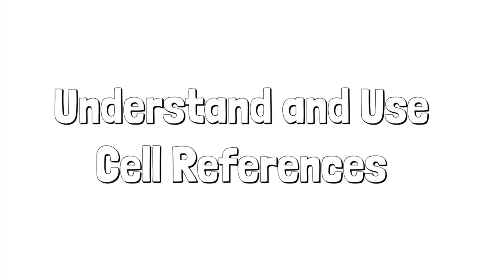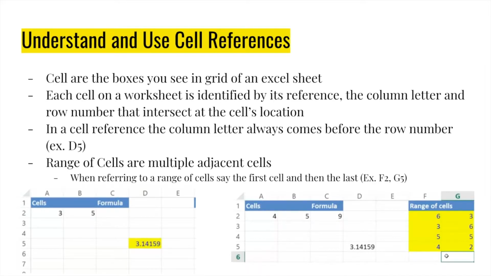It is important to understand and use cell references properly when using Excel. Cells are the boxes you see in a grid of an Excel sheet. Each cell on a worksheet is identified by its reference, the column letter and row number that intersect at the location of the cell. In a cell reference, the column letter always comes first before the row number, example D5.